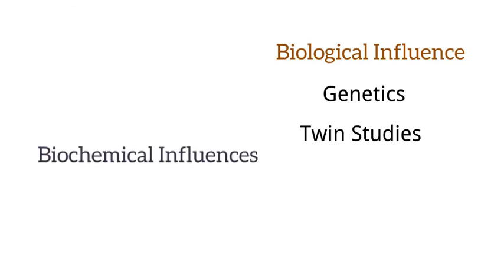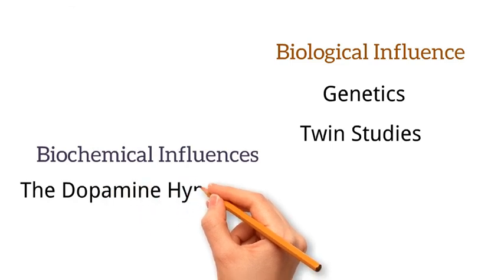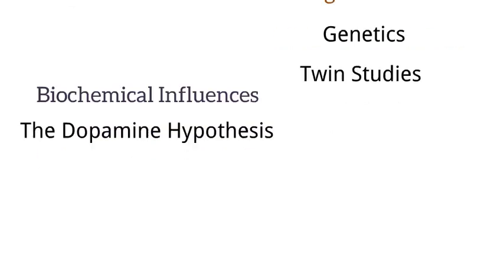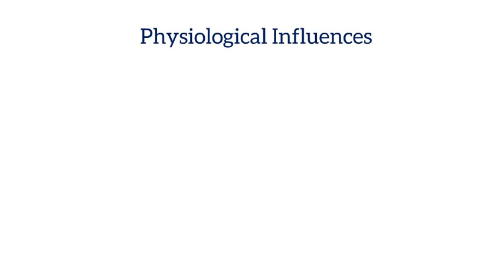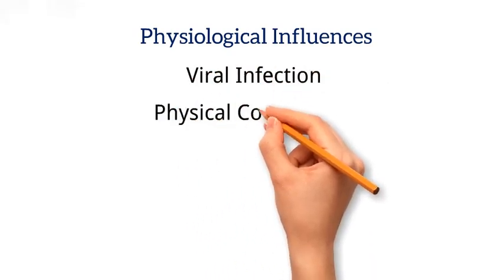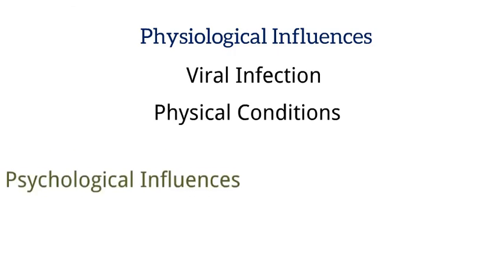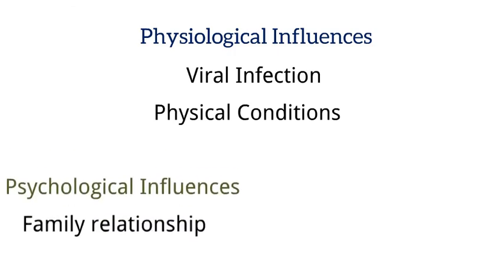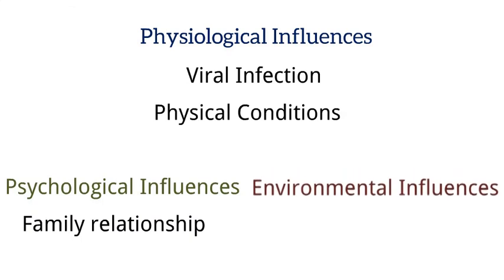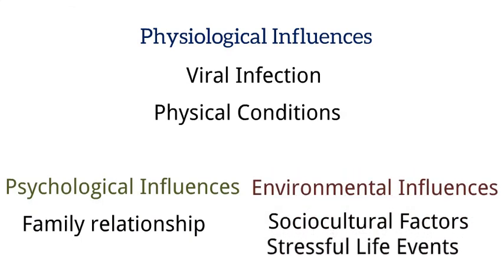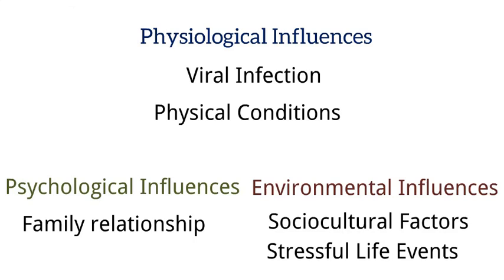Biochemical influences. There is evidence of significant biochemicals, such as excess of dopamine-dependent neuronal activity in the brain in the 4 major dopaminergic pathways. Physiological influences. Viral infection and physical conditions such as birth trauma, head injury in adulthood, alcohol abuse, and cerebral tumor are thought to play a part in causing schizophrenia. Psychological influences, including relationships with members in the family. And environmental influences, including sociocultural factors and stressful life events, all have an important role in causing brain chemical disturbances leading to schizophrenia.